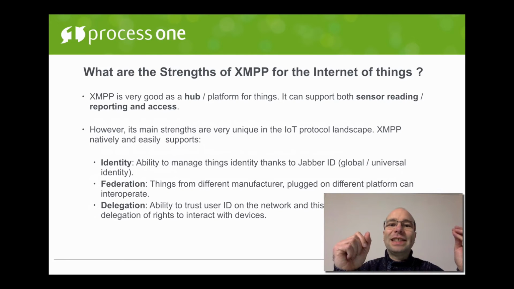XMPP is also interesting because it supports both sensor reading and reporting, and controlling the devices. So it's synchronous, it's also asynchronous messaging. It offers all the elements of the rich messaging semantic I was speaking about previously, and this is why it makes a very good platform for the Internet of Things.